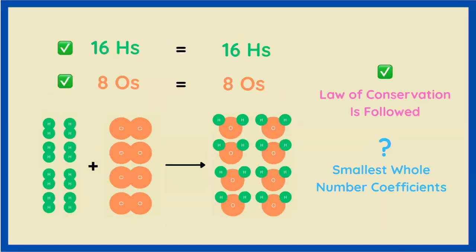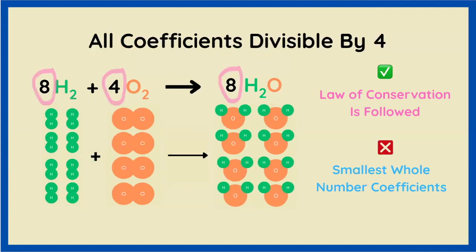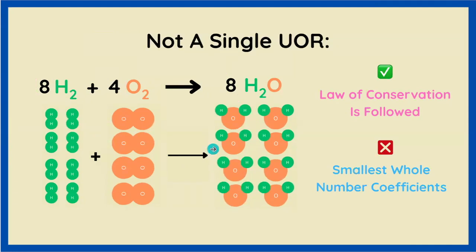It definitely follows the law of conservation because there are 16 hydrogens on the left side, 16 on the right, as well as 8 oxygens on the left side, 8 on the right. In terms of coefficients, it's clear that these numbers are all multiples of 4, so they're not in the smallest whole number ratios possible. So this is not a single unit of reaction, but there's actually a really clear way of making it into one.